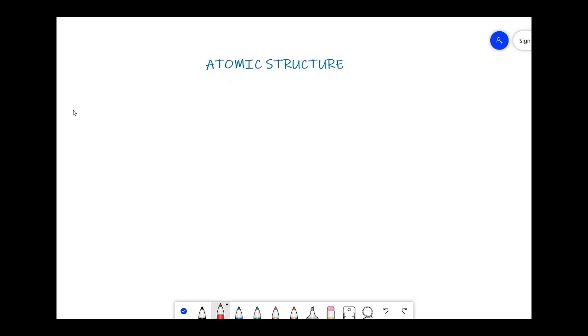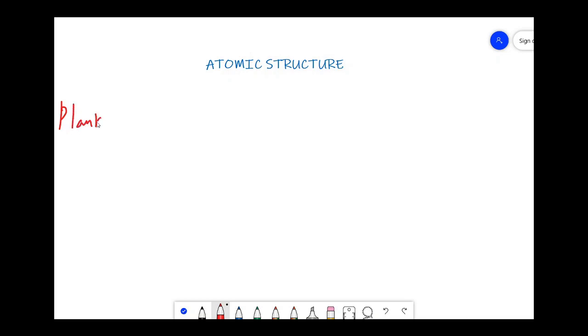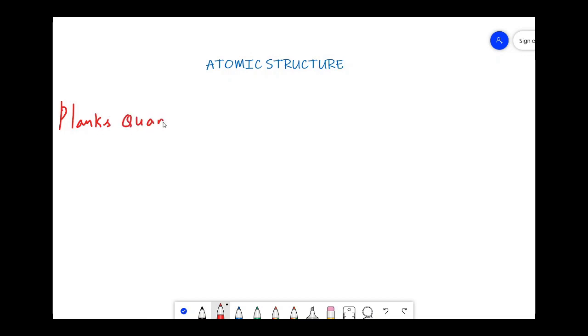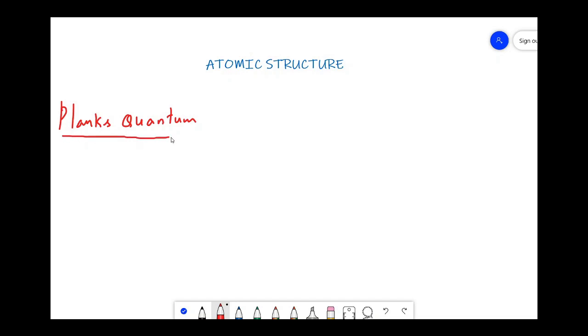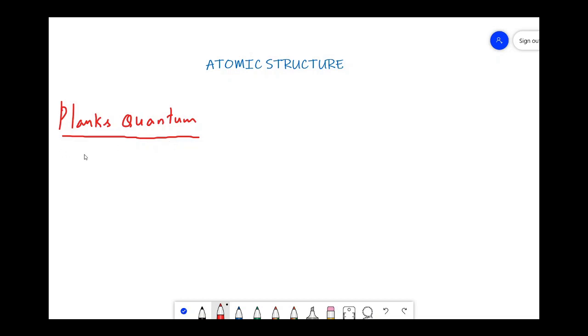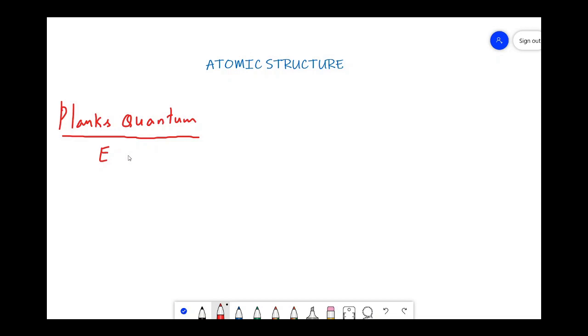First, let us discuss Planck's quantum theory. So what does Planck's quantum theory mean? Planck tells that energy is present in the form of small packets, and that energy is directly proportional to frequency. So here E is directly proportional to frequency.